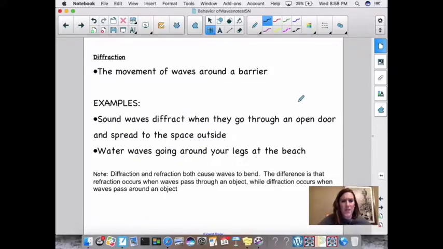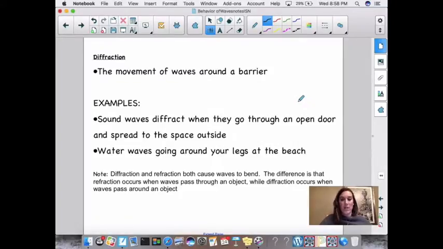All right, so now diffraction. The movement of waves around a barrier. Some examples. Sound waves diffract when they go through an open door and spread to the space outside. So now think, sometimes when I'm teaching and I have my door open, we can hear people out in the hallway. They're not necessarily right in my doorway, but this just shows that sound waves can bend.